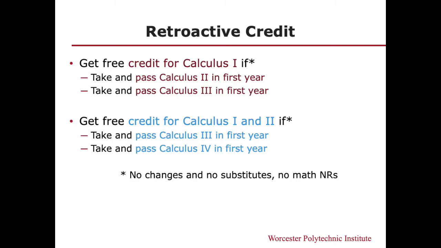Similarly, if you feel ready for Calc 3 when you get to WPI, if you take and pass Calc 3 in the first year, and you take and pass Calc 4 in the first year, then you get retroactive credit for both Calc 1 and Calc 2. Note that there can be no math NRs, no changes, no substitutes, so there's no exceptions made to this policy.